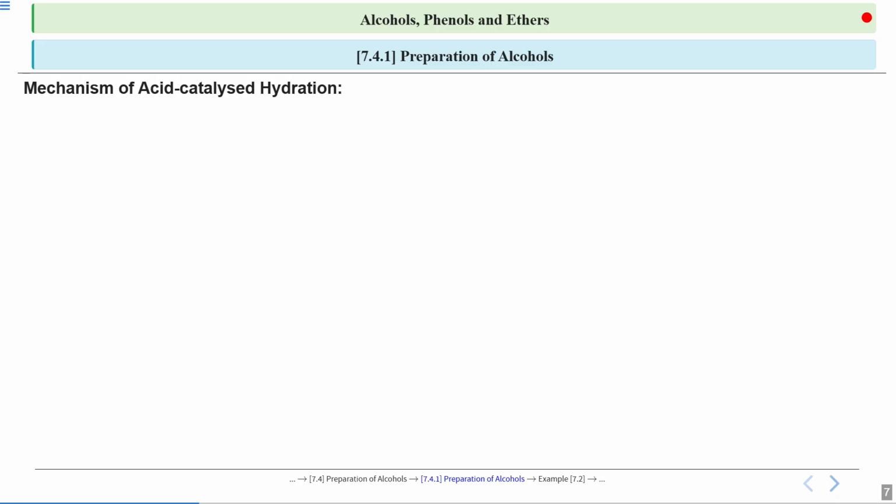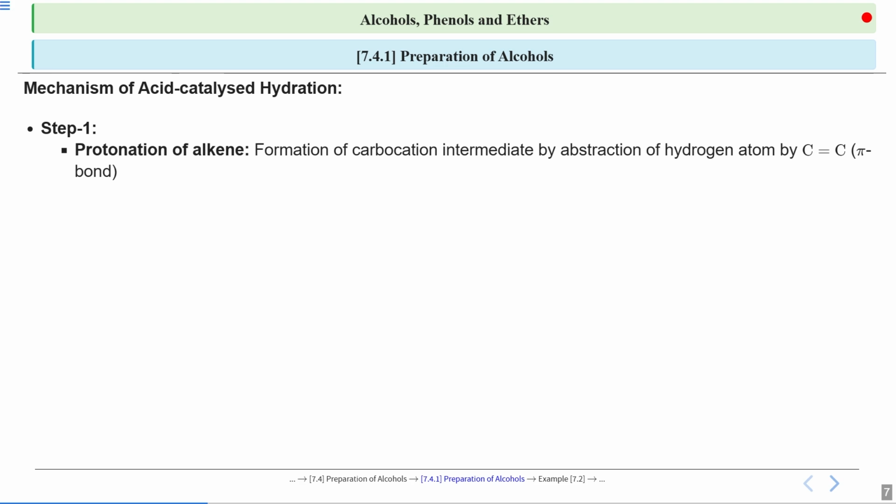Let's see the mechanism of this acid-catalyzed hydration reaction of alkenes. Step by step we will go. Step 1 includes the protonation of the alkene. So we have an alkene, and we do the protonation of that alkene. In this process, there is the formation of a carbocation intermediate by the abstraction of a hydrogen atom by the C double bond C, that is the pi bond. So from the pi bond, there is this abstraction of a hydrogen atom, which is going to form the carbocation.